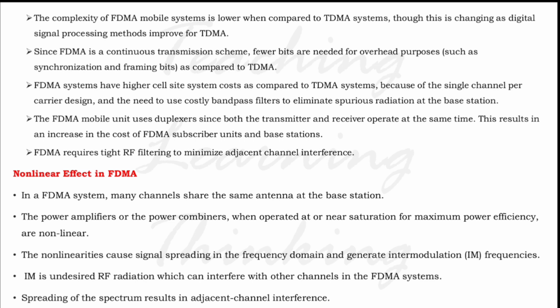And FDMA requires tight RF filtering to minimize adjacent channel interference. If you remember this term, adjacent channel interference, we will discuss this in a later section also. So these are all the features of FDMA.